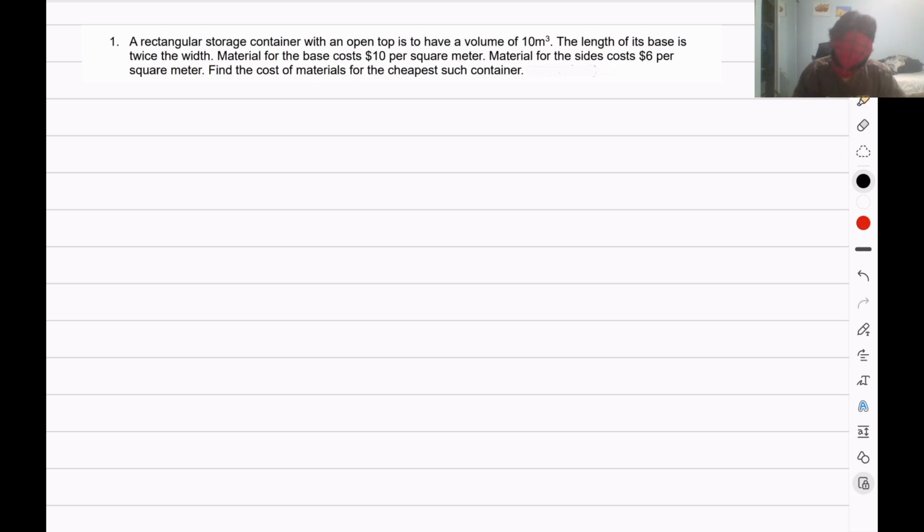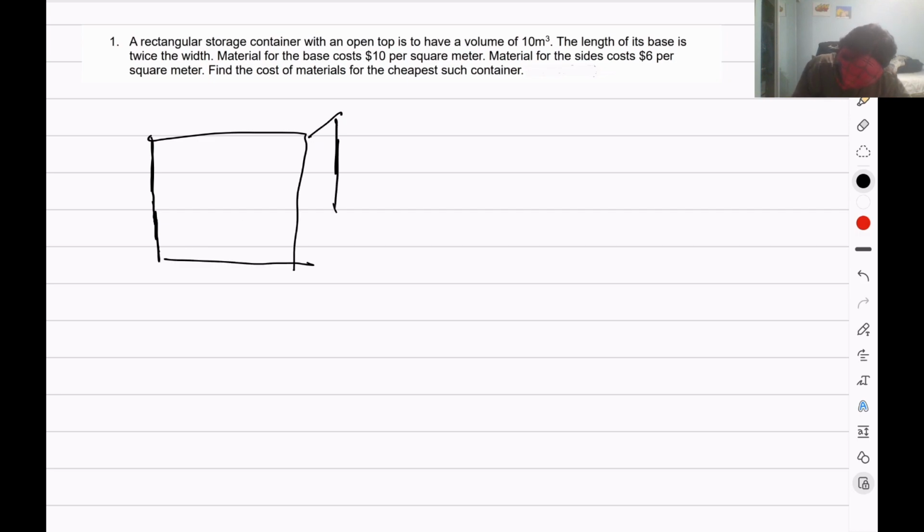So we're trying to optimize the cost of this container. Let's draw the container to better visualize it. It's a rectangular box container. So it should look something like this.